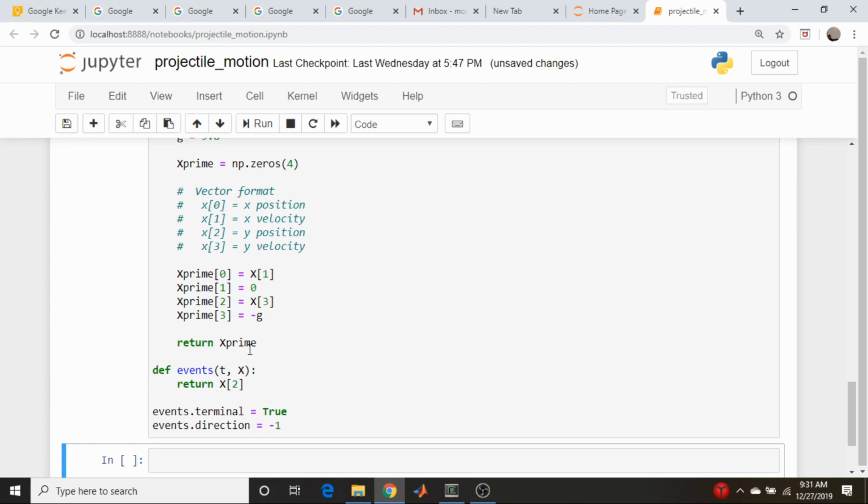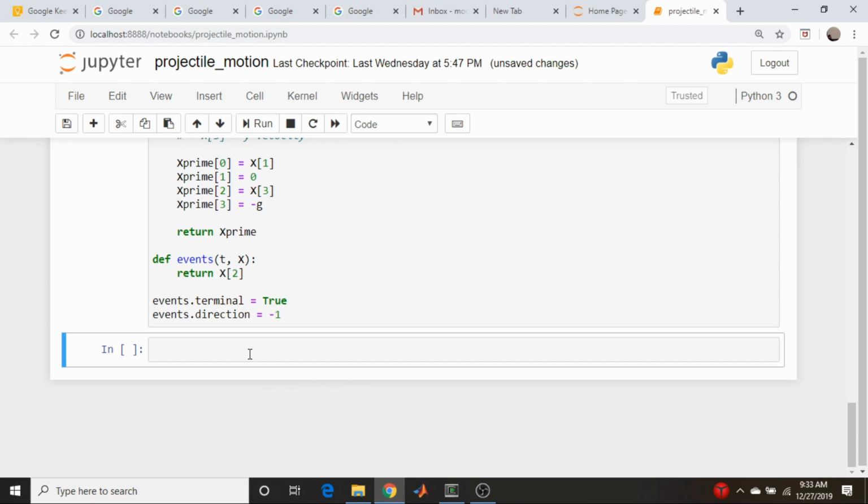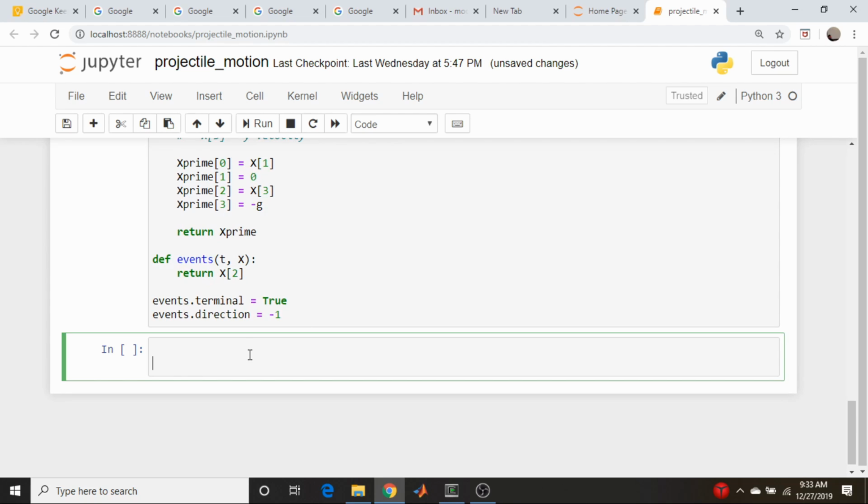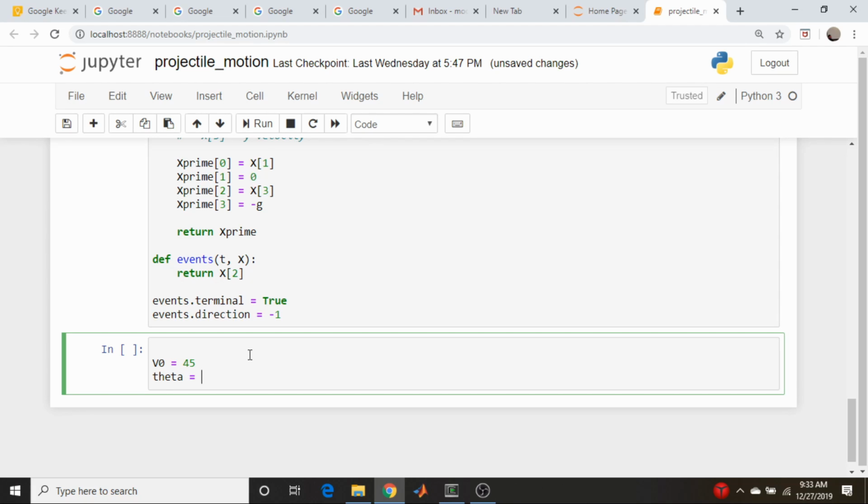That seems to run. What I'm going to do now, we're going to need to create a function called, I don't know what we'll call it, calculate range or something. But before we do that, let's do a test integration and see if this actually runs. So let's come down here. We're going to need an initial velocity, so let's go v0 equals 45. Theta is equal to 30, and I'm just going to do np.radians. Theta equals np.radians theta.